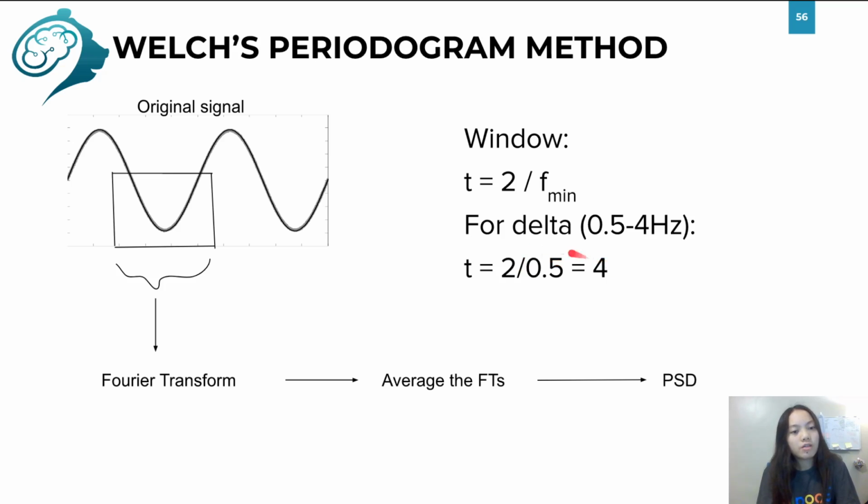So this window is basically sliding over time and averaging the Fourier transform of these segments. So this is the method to basically determine the power spectral density.